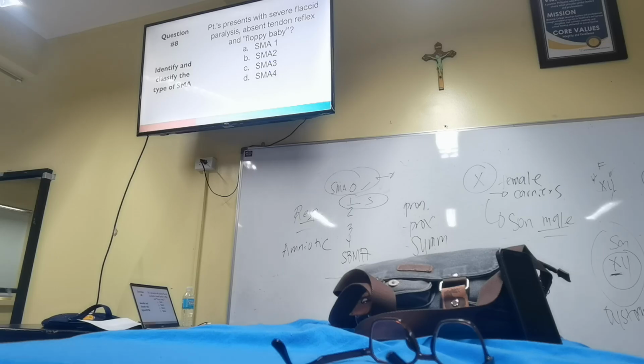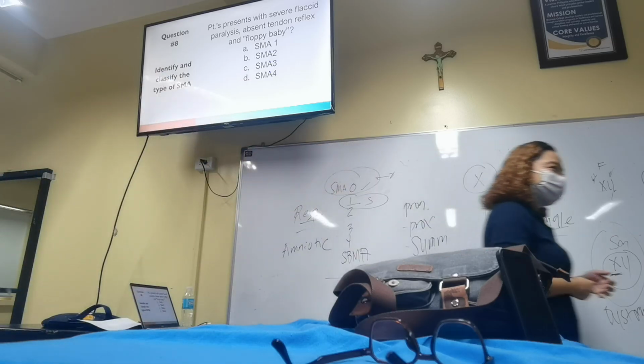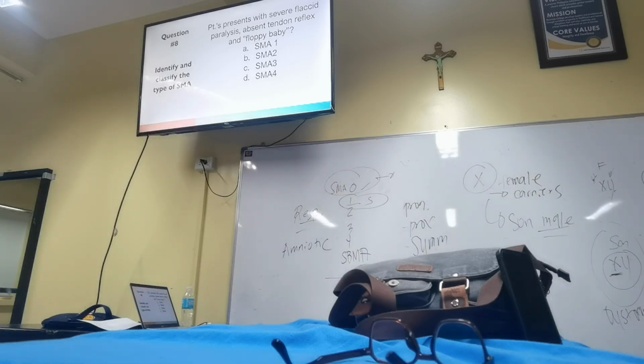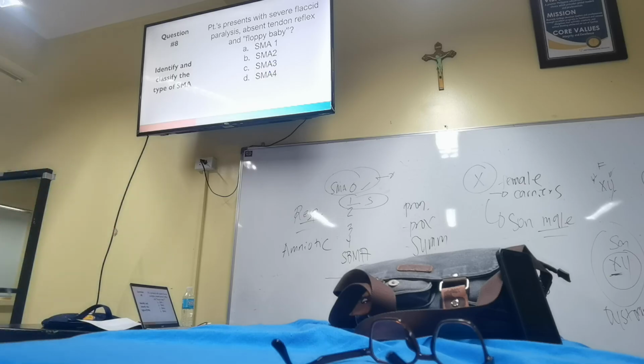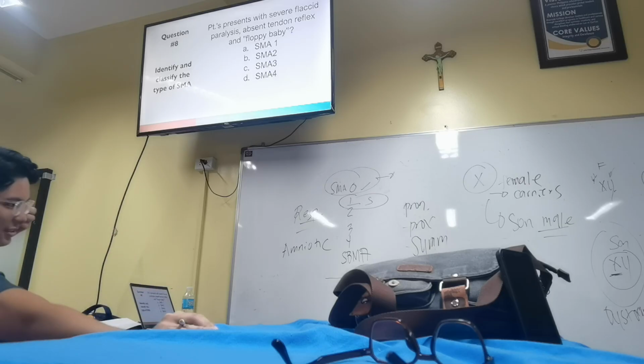Okay. What is your answer? Just choose. Your answer. You change it. There's a word there that says it's not that. It's not the answer. Severe flaccid paralysis. Severe flaccid paralysis. Go ahead, Martin. Severe. There's a word severe. There's your answer.